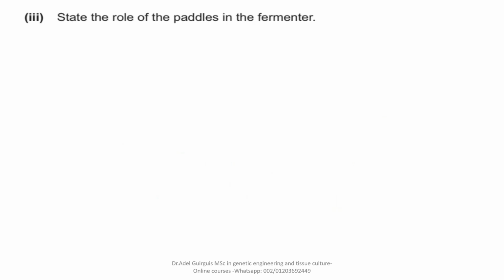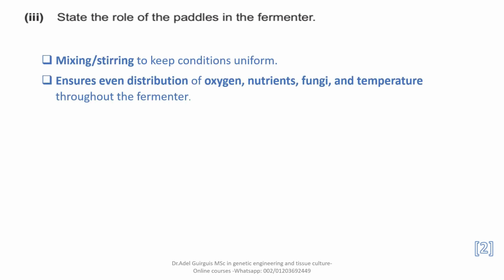Okay, see the role of bubbles in the fermenter. I answered this question before. Again, see the role of bubbles: mixing, stirring to keep conditions uniform, conditions of pH, conditions of temperature, homogeneous distribution of nutrients throughout the fermenter, top and bottom and in between. Ensure even distribution of oxygen, nutrients, fungi, and temperature throughout the fermenter.